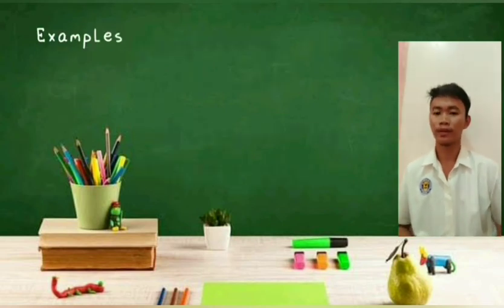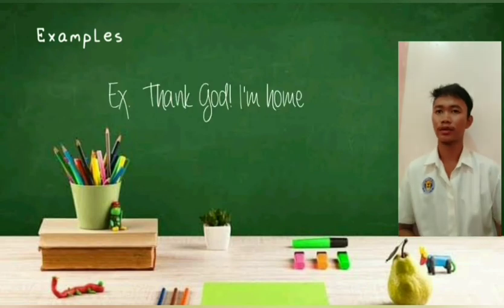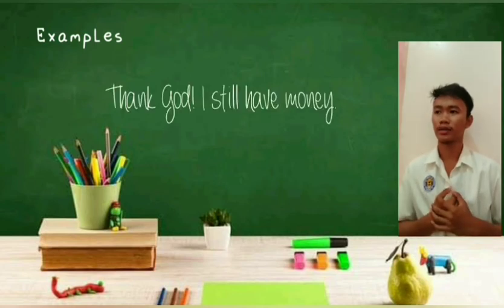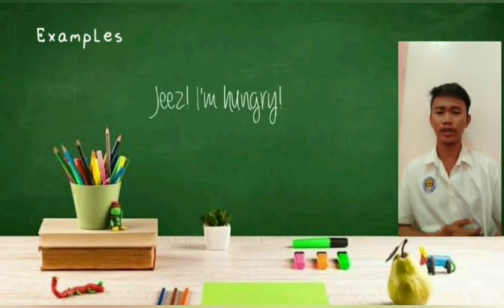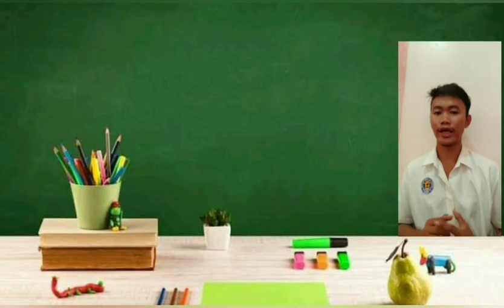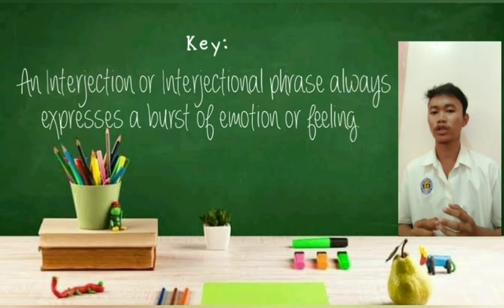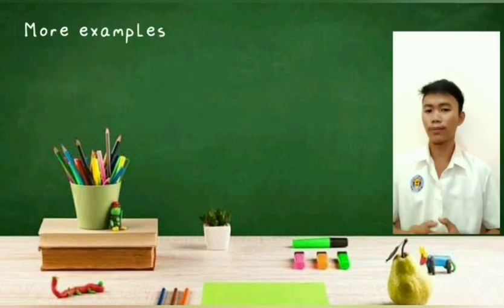For example, thank God I'm home. Thank God I still have money. Jeez, I'm hungry. So those are examples of interjections or interjectional phrases and how you can identify them. But always remember that an interjection or interjectional phrase always expresses a burst of emotion or feeling. So here are some examples of interjections and interjectional phrases.